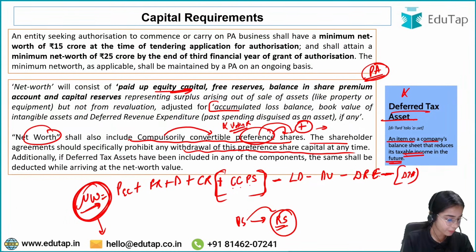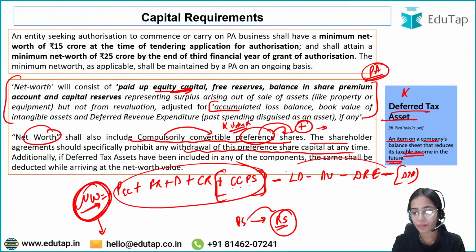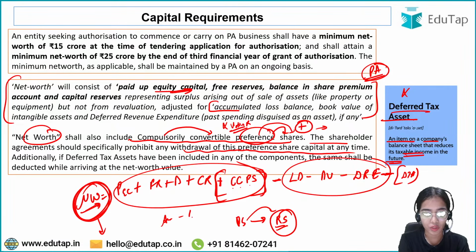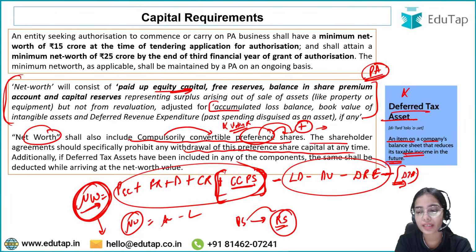So is this clear? The general definition of net worth is all the assets minus all the liabilities. In this, a particular addition has been made. Compulsorily convertible preference shares are added in the net worth for the payment aggregators, and the deferred tax asset is deducted from the net worth calculation for the payment aggregator.